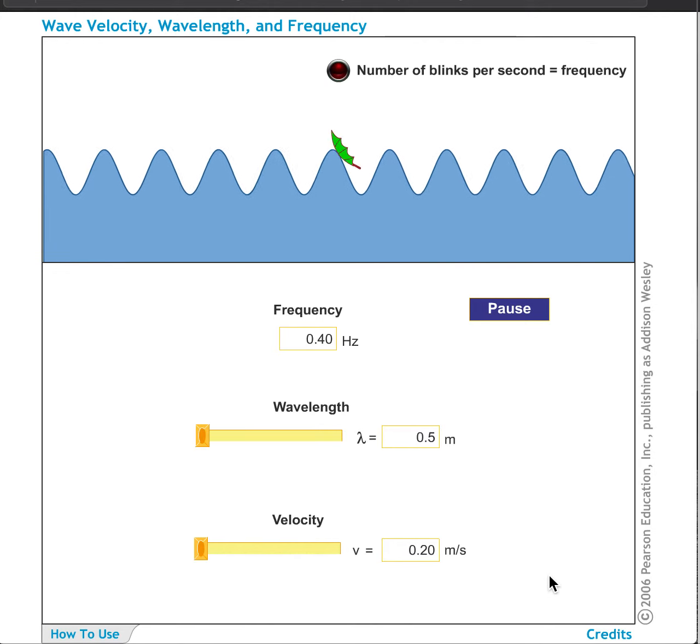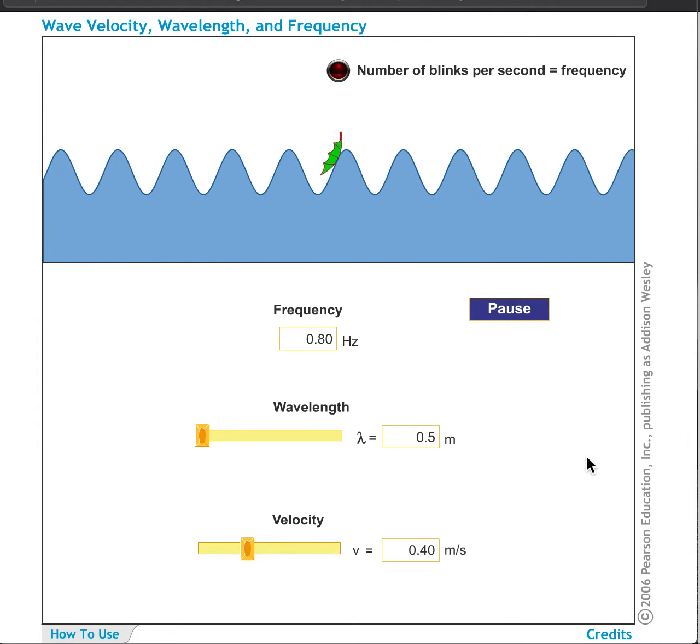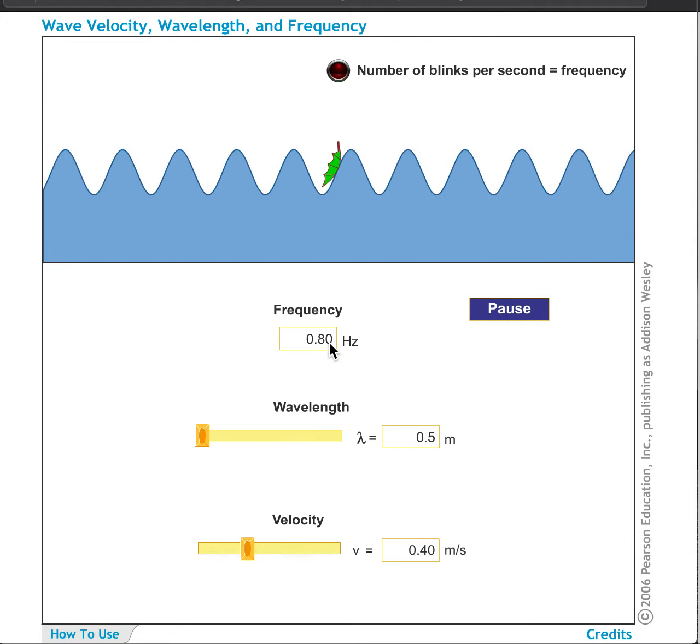So now we're going to keep the wave speed fixed. I'm going to set it back at 0.4. And now I am going to have the wavelength set at 0.5. And I'm going to take note of what the frequency is. So here we go. Our frequency is 0.8.